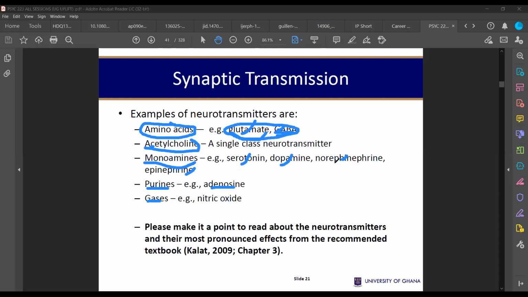So in exams, they can ask you, serotonin and dopamine are in what type of class? It means they are in monoamines. Or they can ask for some neurotransmitters that are in monoamines, and then you mention them. So these are some of the things you need to pay attention to.